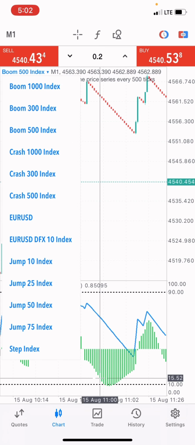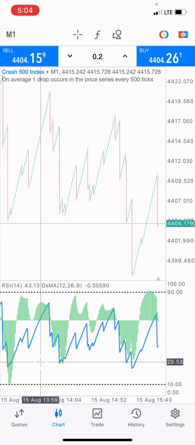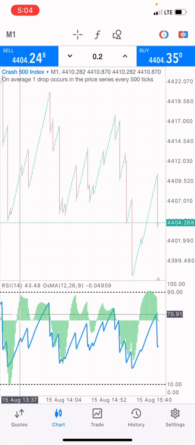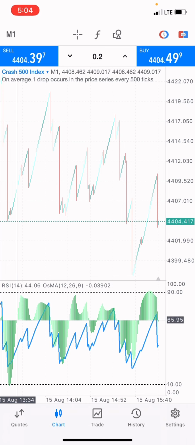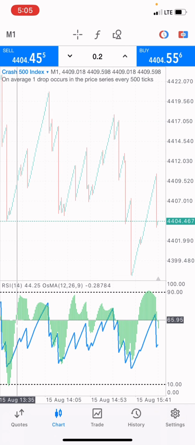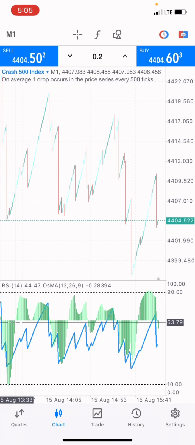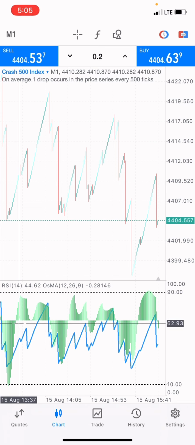Now let's go back to the crash 500 index real quick. So guys, now we're back on the crash 500 index, using the same strategy. On the crash 500 index, with the moving average of oscillator, during the first moving average of oscillator is what you want to count as your first candle. Once you see the moving average of oscillator started creating a trend, you take your candle and count 1. So this is the first candle: 1 2 3 4 5. You take 5 candles and you're out of the market.